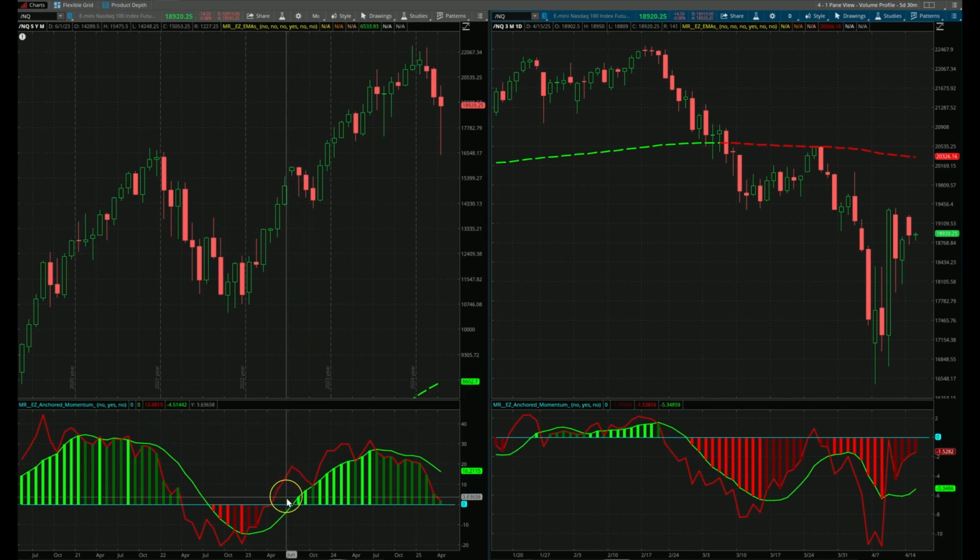But we look at the anchor momentum and what is it showing us? The slow line, the green line, has crossed the zero line. So you have both the red and the green over the zero line. That means positive price appreciation. Now it's basically doing that right at the point where the red peaks, the green crosses the zero line, right at the peak here before it retraces.